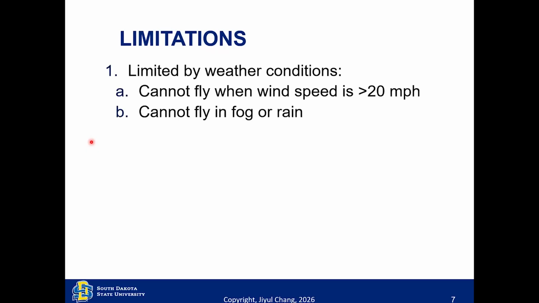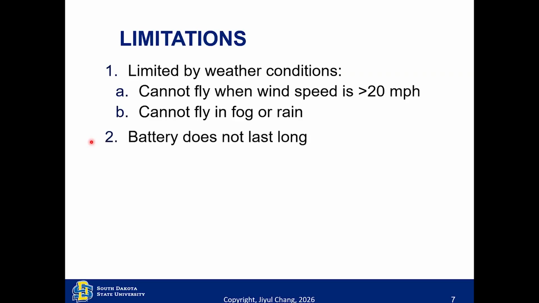There are several limitations. The first one is weather conditions. As I mentioned already, the drone is a relatively small platform, so if the wind speed is very high, it is very unstable. Usually we do not recommend flying when the wind speed is greater than 20 miles per hour, because it is not safe. Also, we cannot fly a drone in fog or rain because a drone is not waterproof. So weather is one of the big limitations.